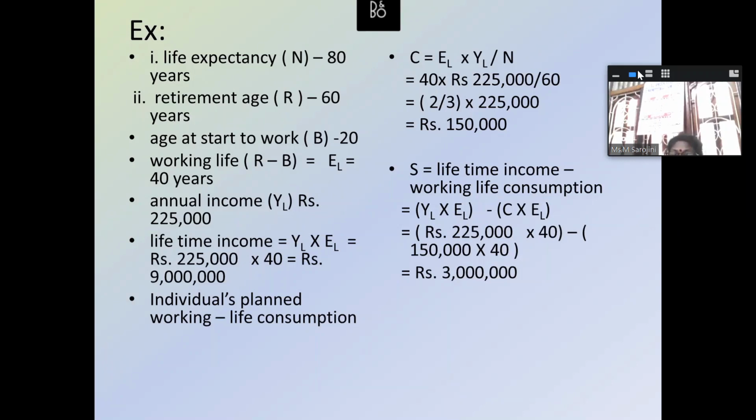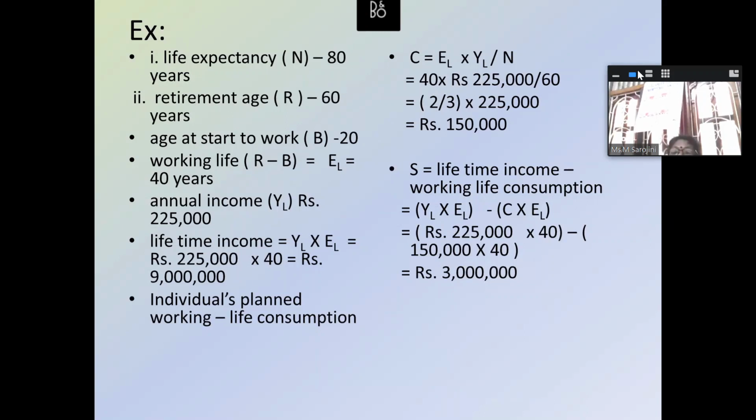Once you short this one, you can get the 3,000 or 3 million, right? This is the lifetime saving. Already we calculated the annual saving. So you can calculate the annual saving as well as the lifetime saving. Once you find 75,000 for annual, right? He's working only for the 40 years.